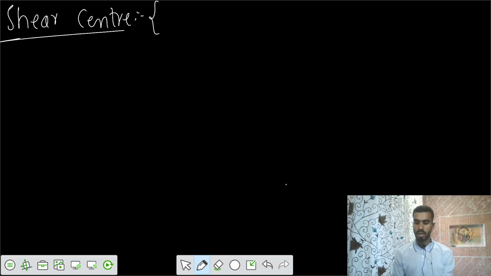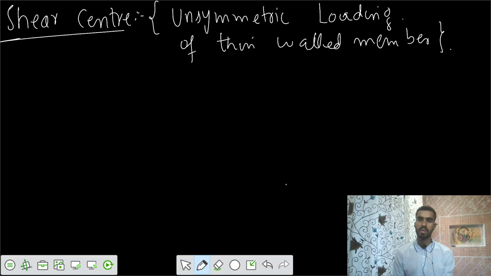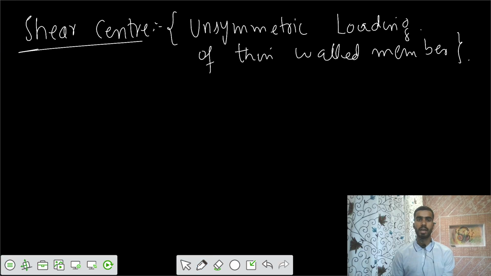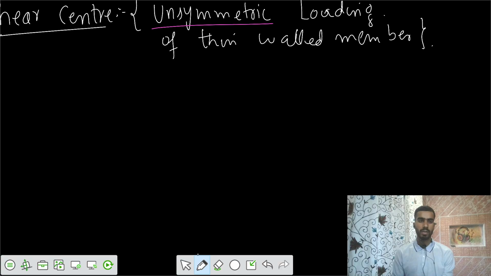We can also say that it's unsymmetric loading. We call that topic unsymmetric loading for thin-walled members. We already know what thin-walled members are. So we say what is shear center and what's its concept if the loading is unsymmetric loading. Let's have the basic concepts. Let's revise the basic concepts.